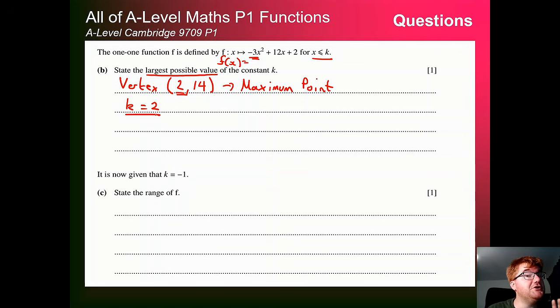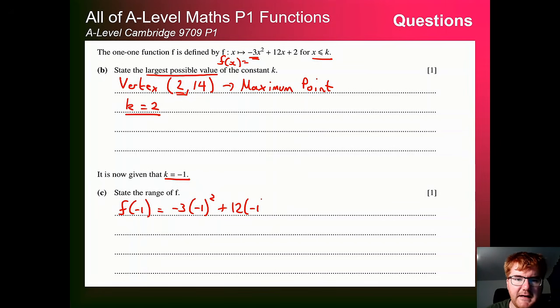One mark question, it shouldn't be anything too complicated, but you do need to think it through carefully. Now we're actually given that k is not 2, but it's equal to minus 1. State the range of the function. But we can do something very similar to what we did in the previous question. First of all, I'm going to look at what f of minus 1 actually gives me. So let's pop that in. Again, more negatives in this question, so you just have to really pay attention to what's going on.